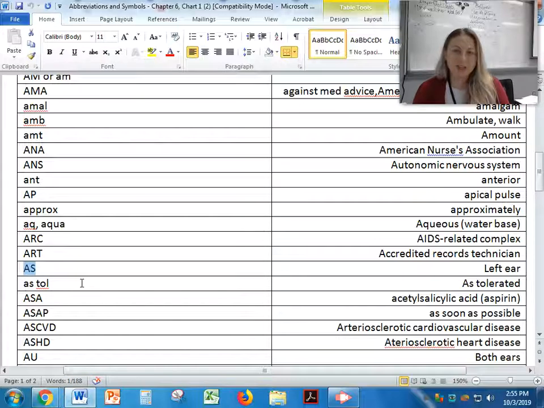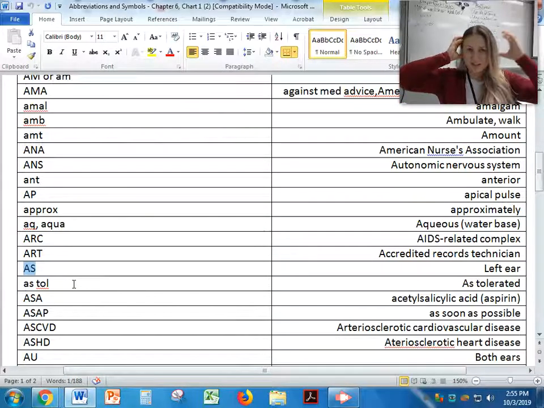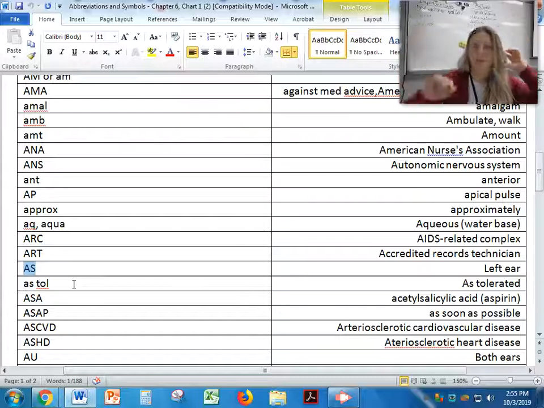AS, capital A, capital S, this is left ear. So remember the Mickey Mouse ears, right? If it looks like the D, okay, that means that it's the right ear, okay? And then if it doesn't, well, that would be the left ear. I don't have a better one for you. That's just what my students have come up with, all right?